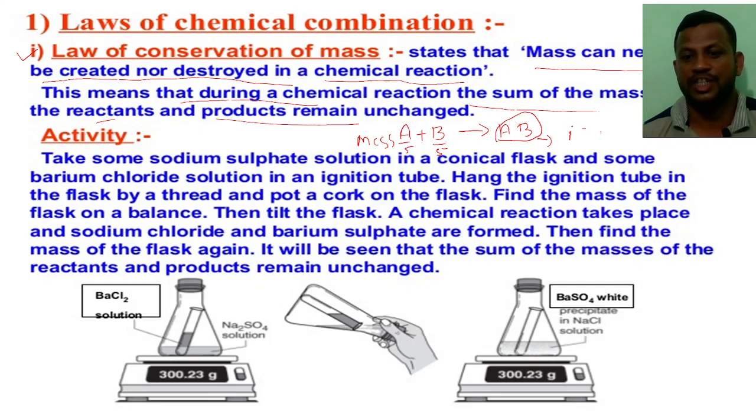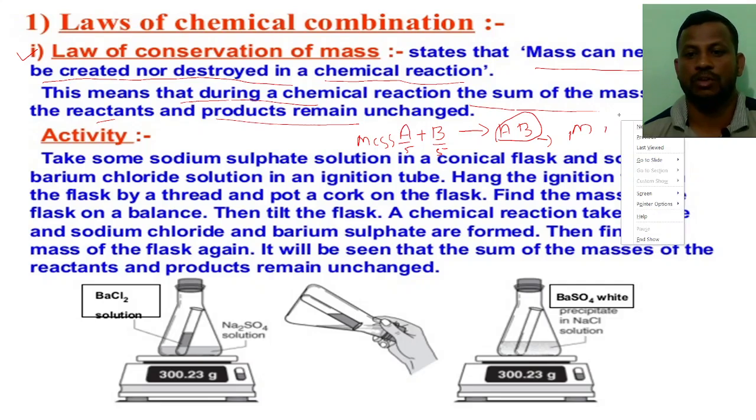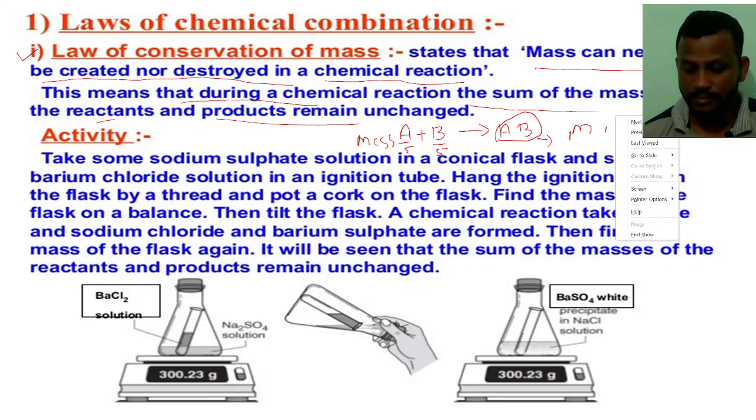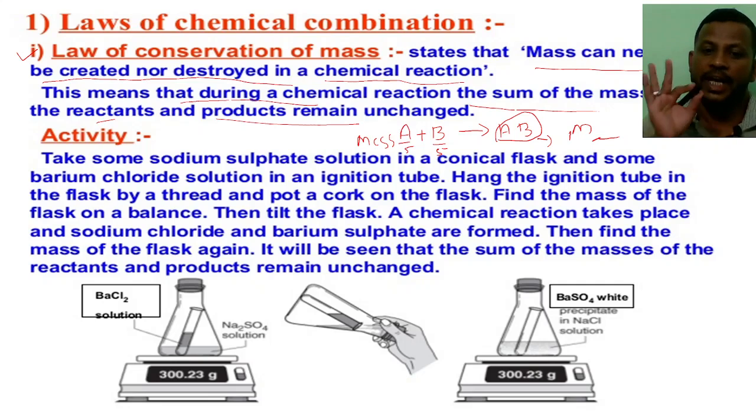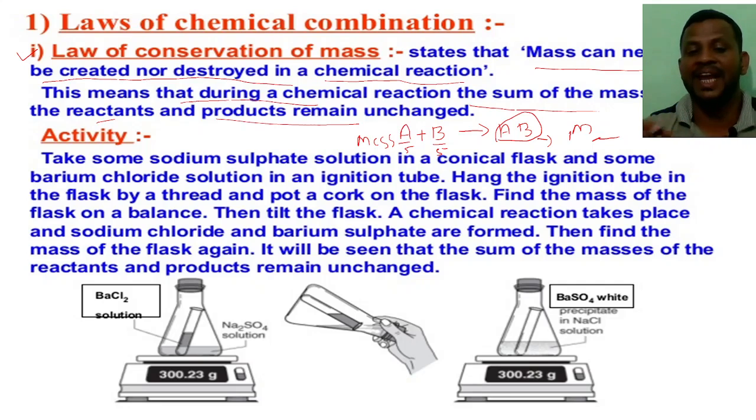It means mass remains constant, it is not changed at all. This is known as the law of conservation of mass. It means mass can neither be created nor destroyed in a chemical reaction. It means that the mass of the reactants and the products remains unchanged.